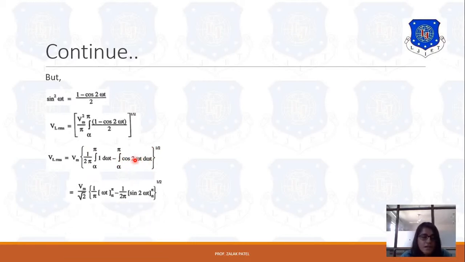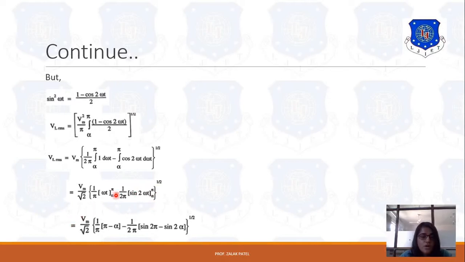Then the answer can be written like this: Vm upon root 2, 1 upon pi, omega t from alpha to pi. Same way, minus 1 upon 2 pi. Over here the multiplication term is 1 upon 2 pi into cos 2 omega t. Integration of cos 2 omega t is sin 2 omega t, and the limit is from alpha to pi, all raised to 1 by 2.